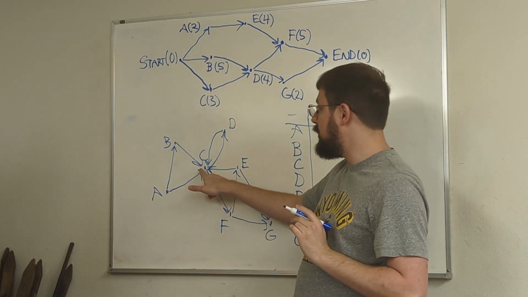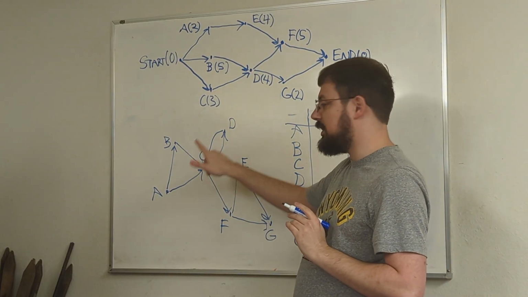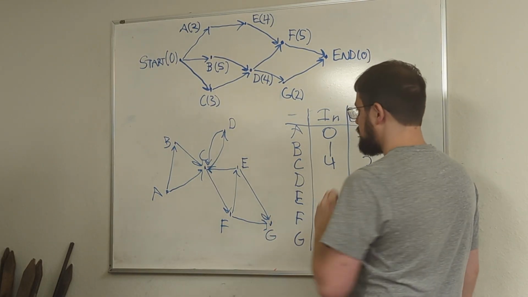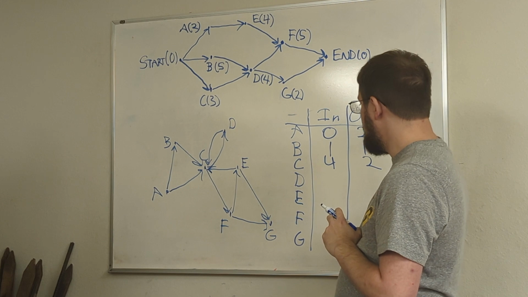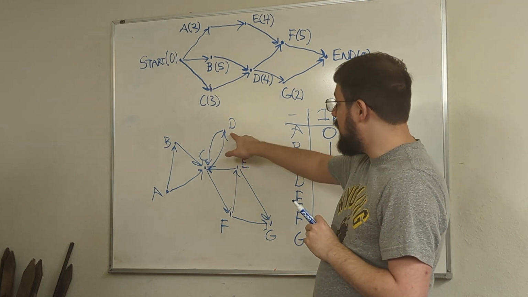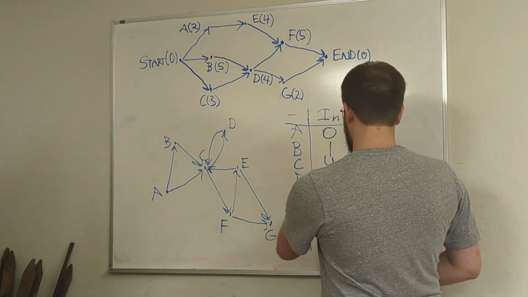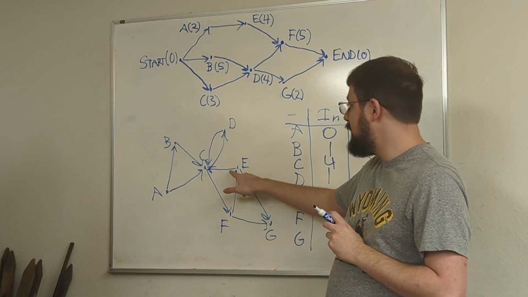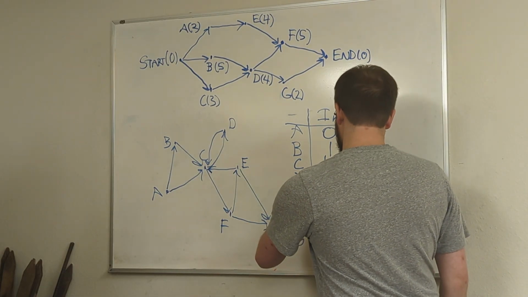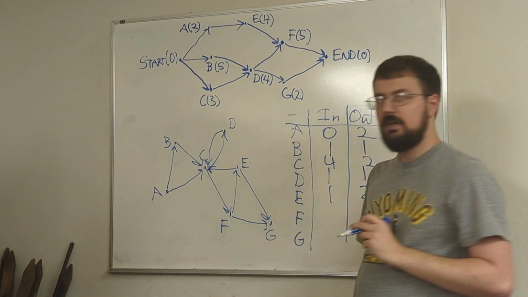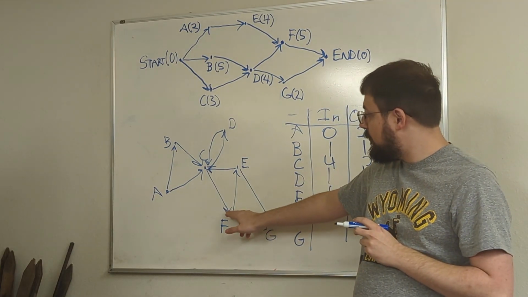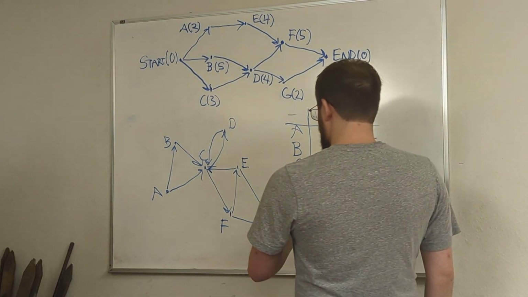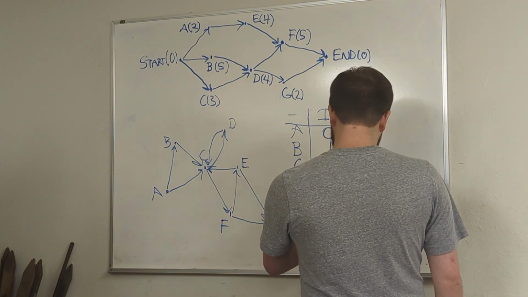C, we have 4 arrows pointing to it and 2 pointing away from it. So we would say our in degree is 4, out degree 2. D, we have 1 of each. So in degree 1, out degree 1. E, we have 1 pointing to it, 2 pointing away from it. So in degree 1, out degree 2. F, we have 1 pointing to it, 2 pointing away from it. So also in degree 1, out degree 2.